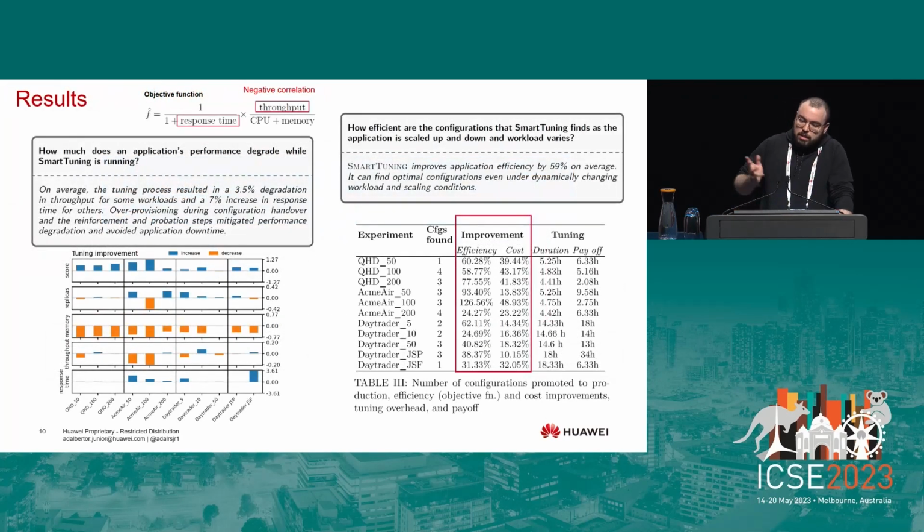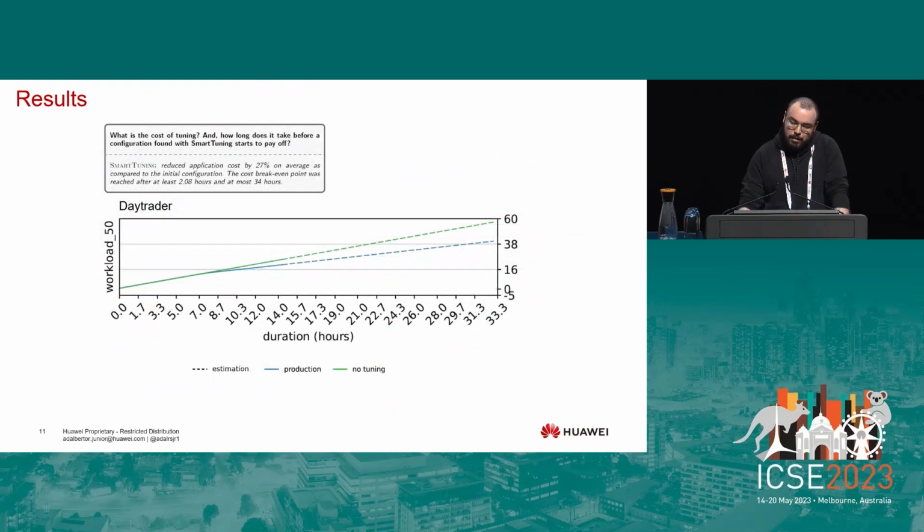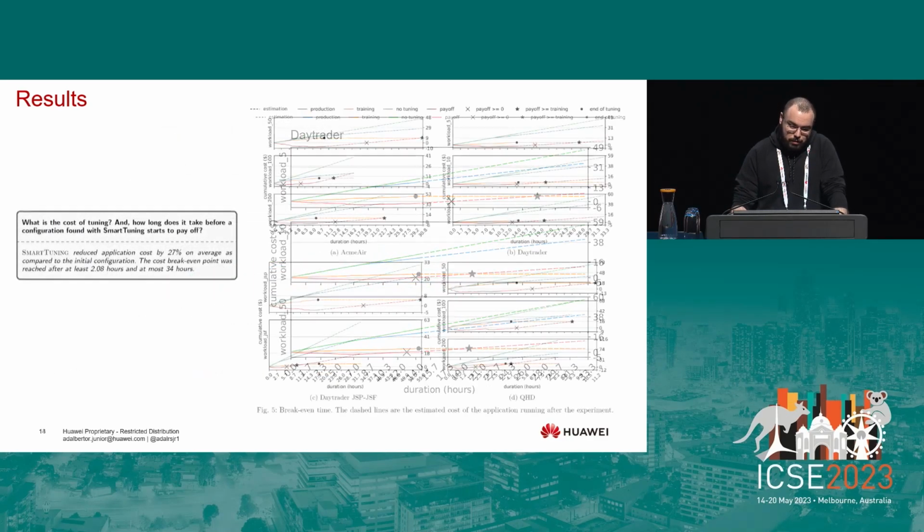Yeah, so these are some results. Overall, it can have a good improvement in performance, efficiency, and cost of the application. Due to the time, I cannot go through all those data. And here you can see the improvement in cost reduction with and without applying the tuning. So the green line is a simulation with the application not tuned, with the original configuration deployed. And the blue line is what could be saved applying the tuning found by the smart tuning for this specific application and workload. So we move forward because of the time.